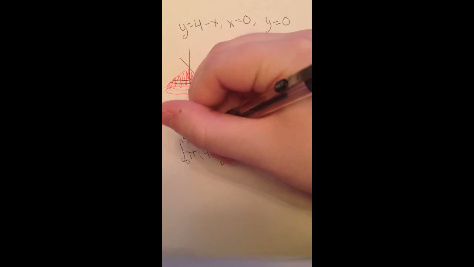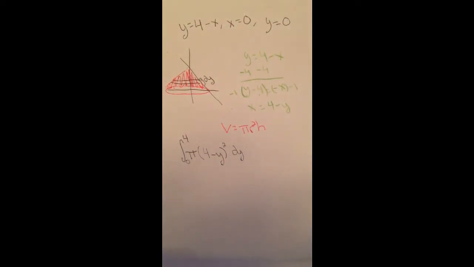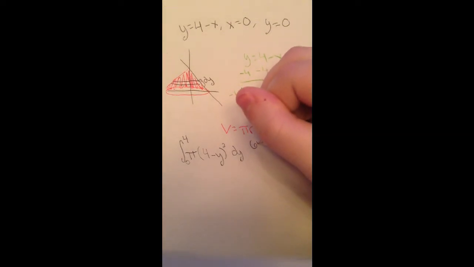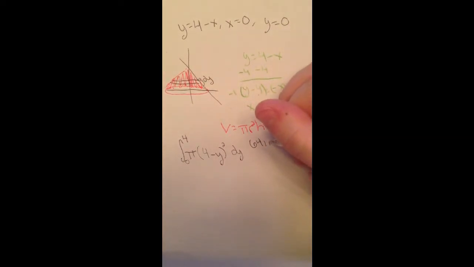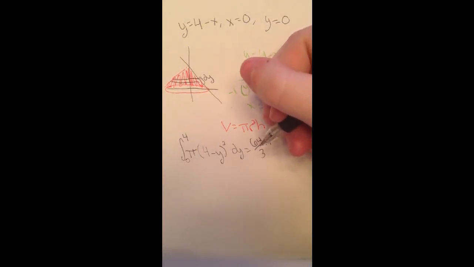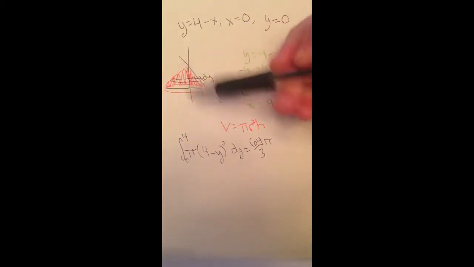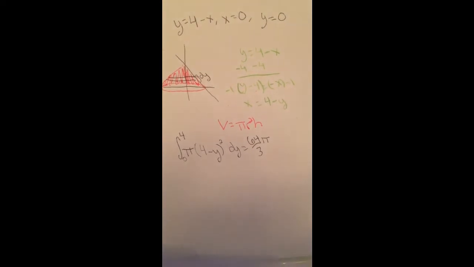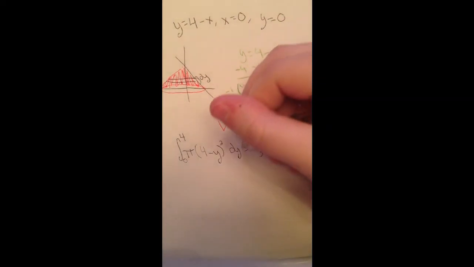So there's the upper limit. Now we can just plug this into our calculator, and when we do, we get the answer of 64 pi over 3. So that is going to be our final answer for the volume of this solid. And that's going to be our last one working with the disk method.